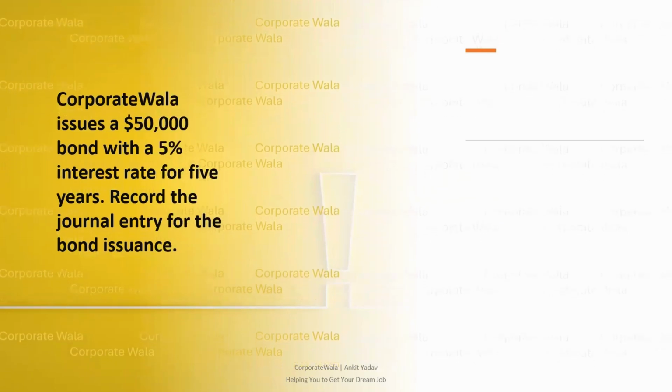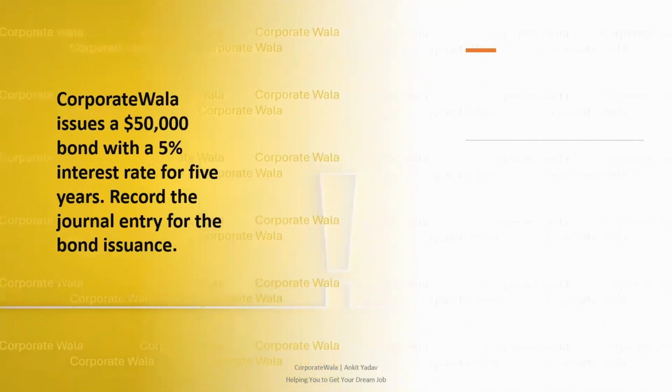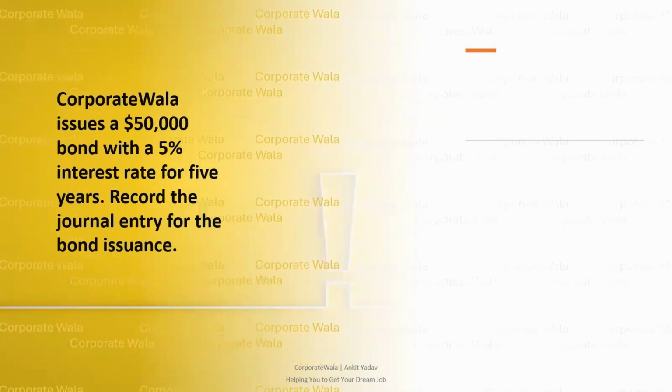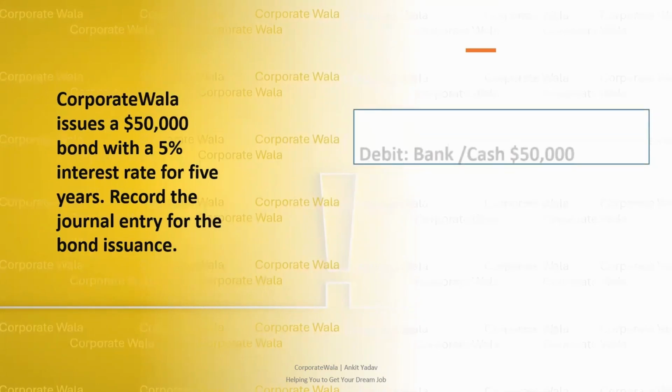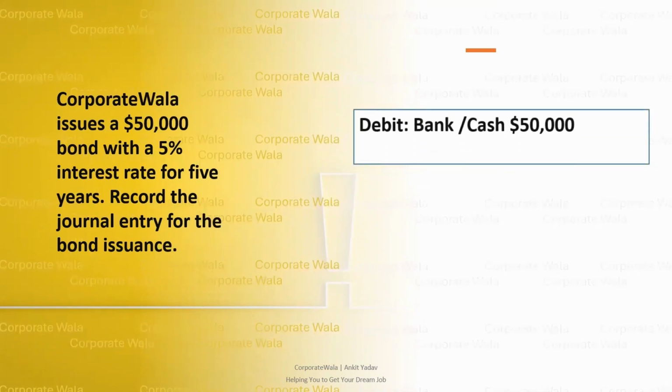Corporate Wala issues a $50,000 bond with a 5% interest rate for 5 years, and we need to record the journal entry for bond issuance. So when you issue any bonds, what will happen? You will receive cash and you will create a long term liability. So what will be our journal entry in this case? We will debit bank or cash by 50,000, and then we will credit the bonds account, which is a long term liability, with 50,000. In our question, we only need to book the journal entry for issuance of the bond. But let's suppose at the year end we are making the payment of this interest. What will be our journal entry in that case?